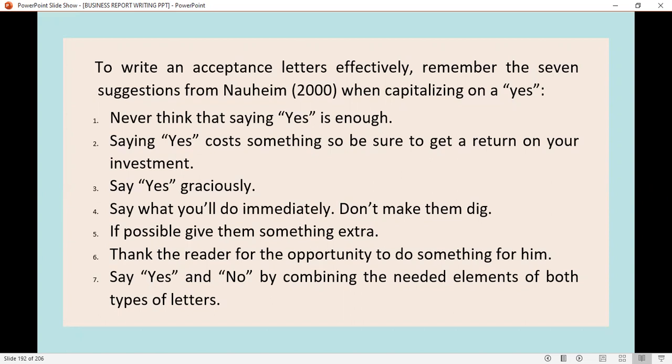But don't make them ask for what you will do, what you can do. Just tell them. If possible, give them something extra. Diba? Aside from the position that you will entrust me to do, I will be more extra productive. Diba? You write there. Thank the reader for the opportunity to do something for him. Say yes and no by combining the needed elements of both types of letters.